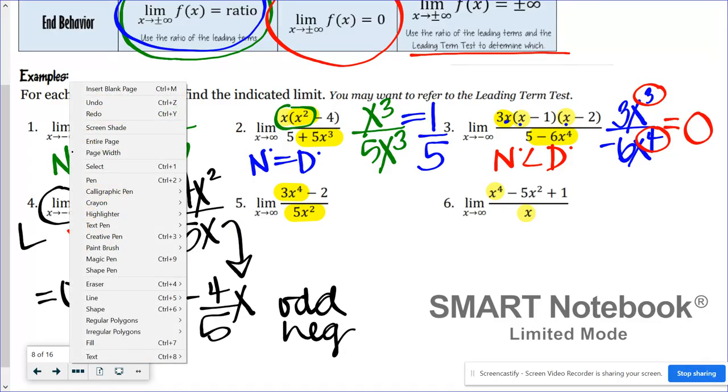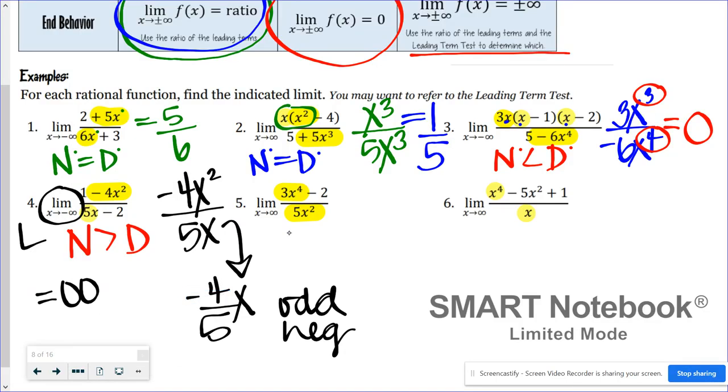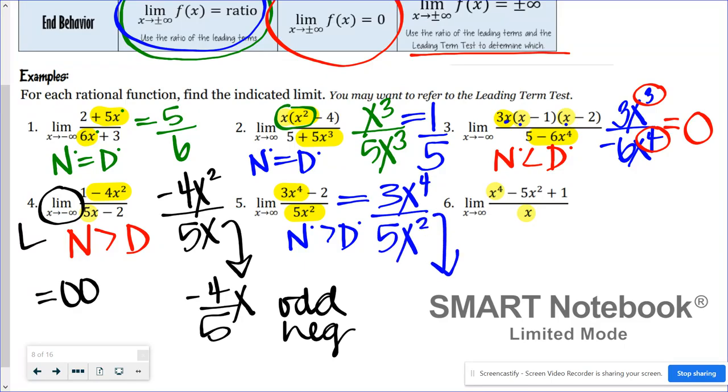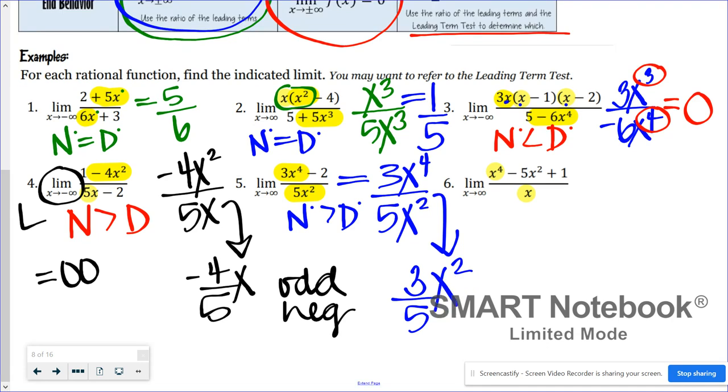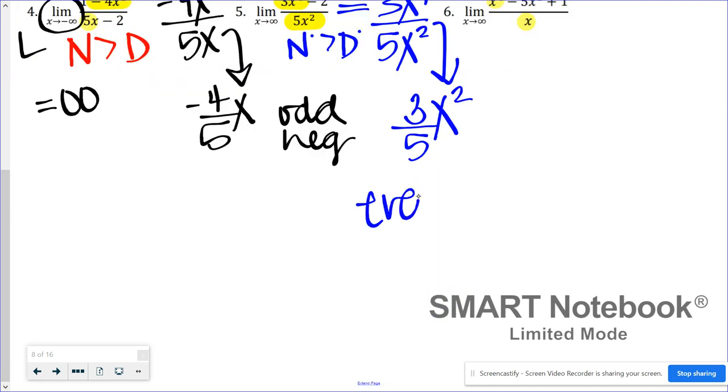Problem number 5 is the same scenario. The degree of my numerator is 4. The degree of my denominator is 2. So the numerator is bigger, and I need to write out that ratio. So 3x to the 4th over 5x squared. I need to simplify that, so I get 3/5 x squared. Okay. And this is an even degree and it's positive. That's an easy one because I know no matter what, left or right, if it's even and positive, the end behavior is positive infinity.